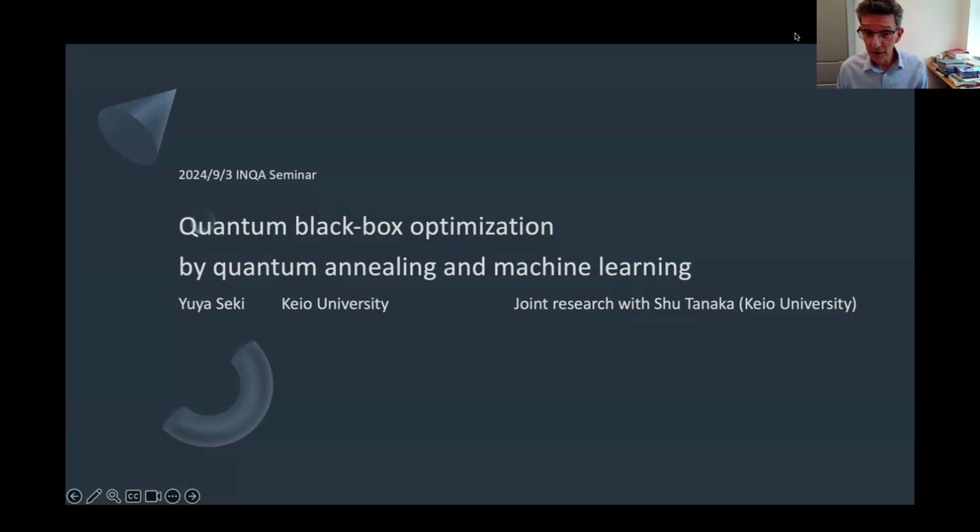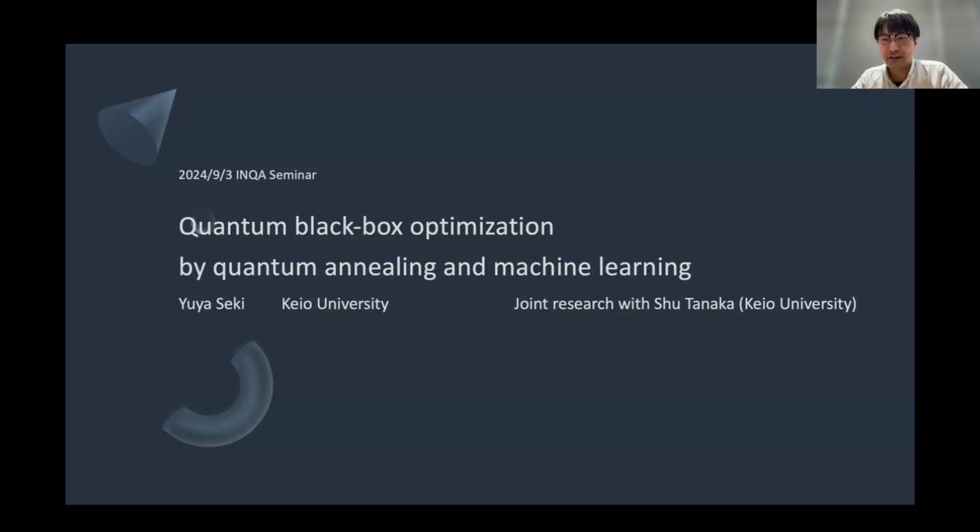Okay, so the first presentation since the summer break, I'm very pleased that Yuya Seki from Keio University will be giving the presentation, and he's going to be talking to us about quantum black box optimization by quantum annealing and machine learning. So over to you, Dr. Seki.